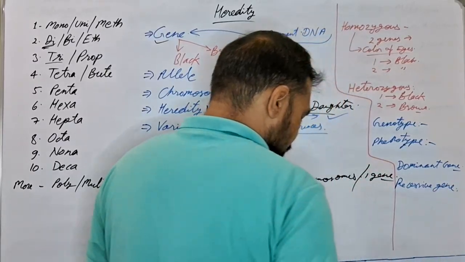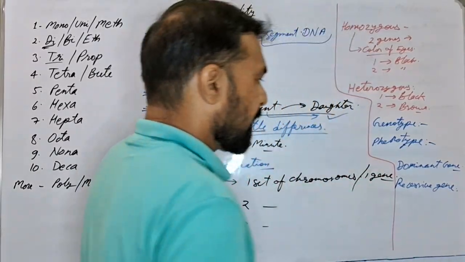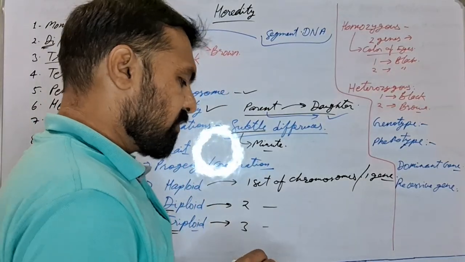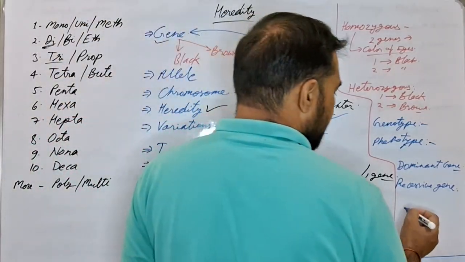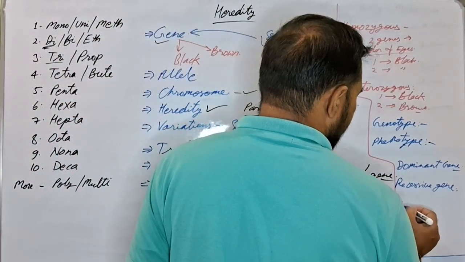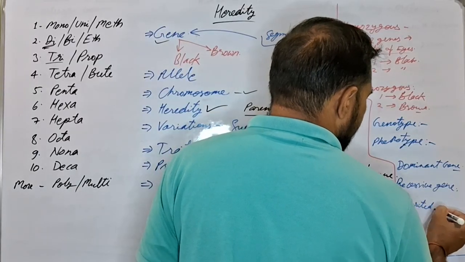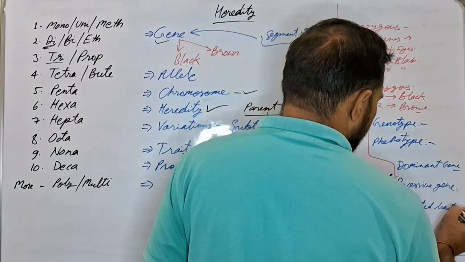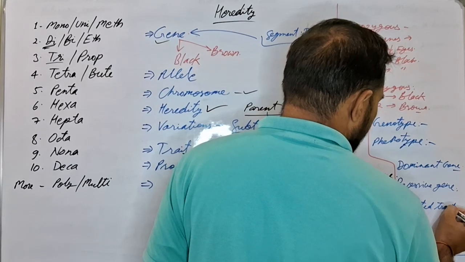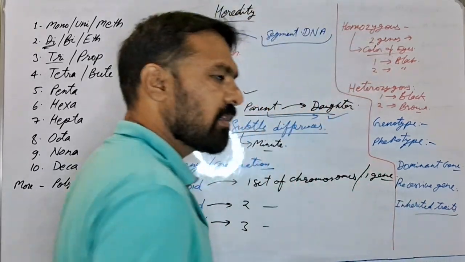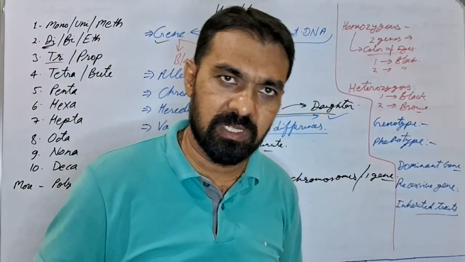This is how two kinds of genes are there. Two terms are also there. One term is inherited traits. Guys, inherited traits are the traits which are being controlled by our DNA, and these traits are inherited from one generation to the next.